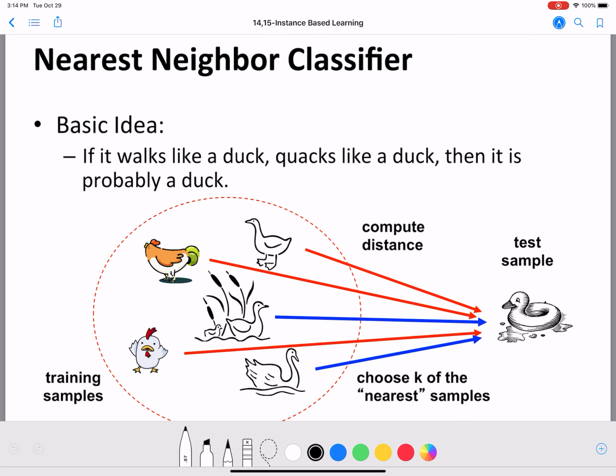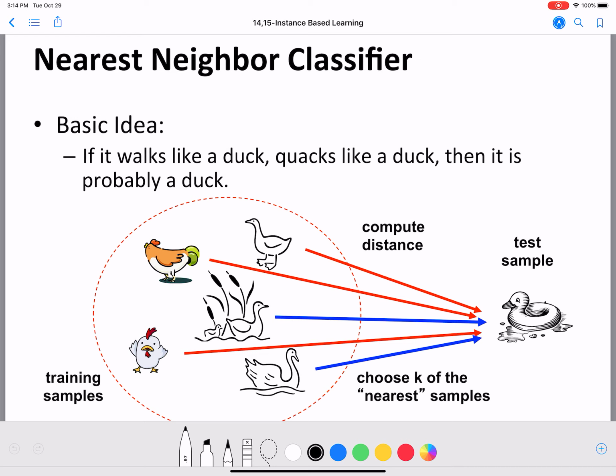Now, the nearest neighbor classifier. The nearest neighbor classifier has a very simple form where you match your test sample to existing data points based on some distance or proximity metric. For example, you want to classify a duck as a duck, then let's say we have some features that characterize a duck. If it walks like a duck, quacks like a duck, then it's probably a duck, right? So all these are features of a duck.